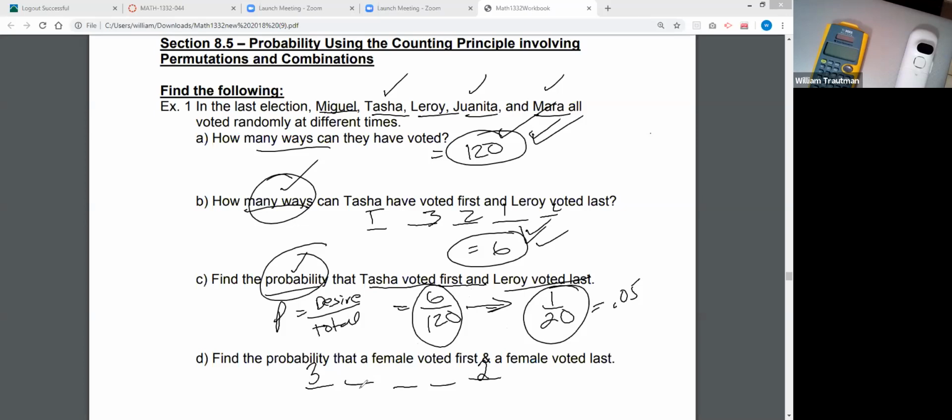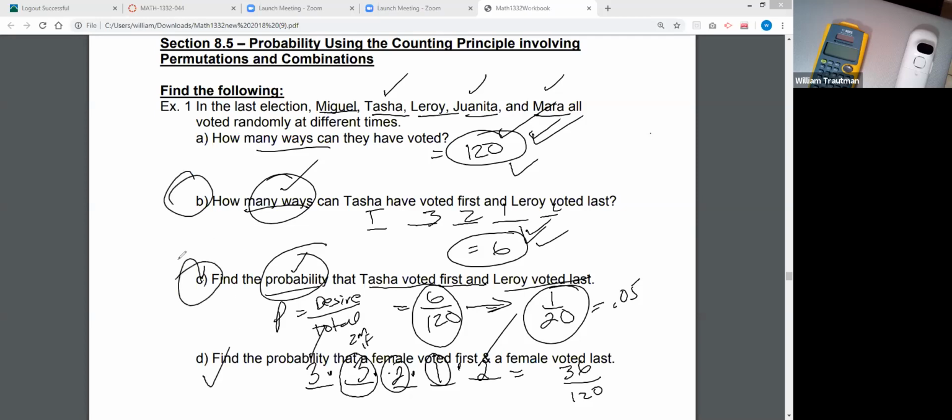How many ways can we find the probability that a female voted first, and so 3 ways of picking a female here, 2 ways of picking a female. I don't think we're gonna do D. Find the probability that a female voted first and a female voted last. Then what do we have left? What we have left is how many people are left to go in this spot. We have 2 males and 1 female, so there's 3 people left for this spot. There's 2 people left for this spot, and then there's 1 person left for this spot. So we multiply all these together. 3 times 3 is 9, times 2 is 18, times 2 is 36. 36 out of the total is 120. That's a tough one. I would put something like B or C on the test, not D.